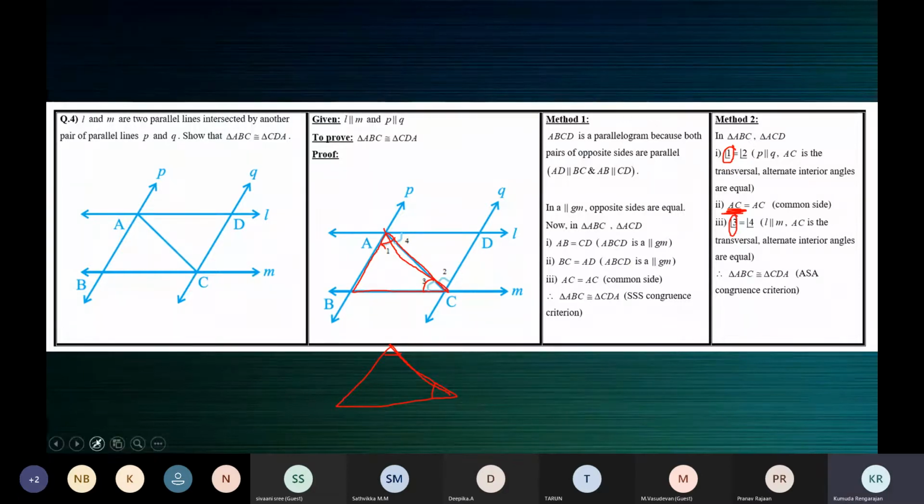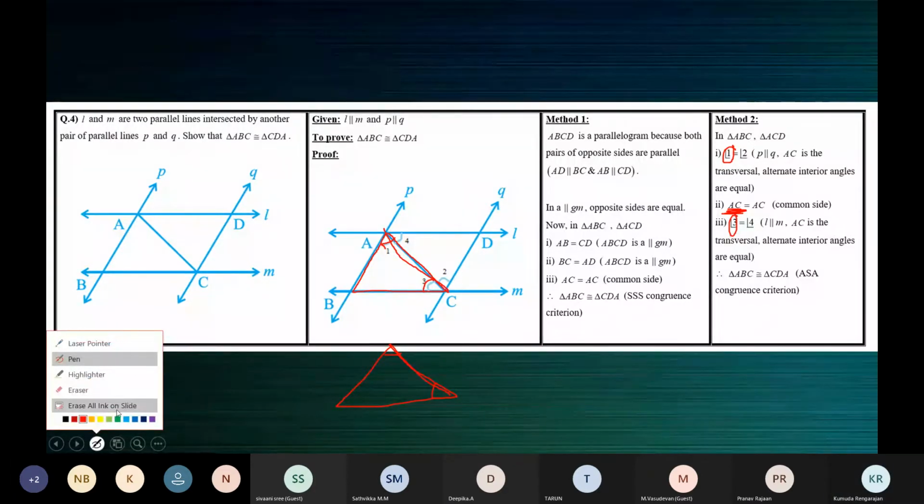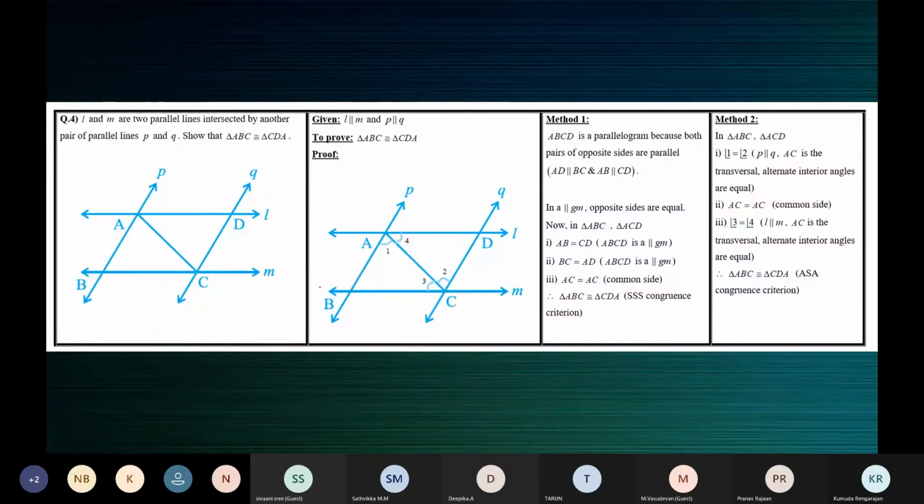Then the other triangle is triangle ACD. See, triangle ACD. Here we have mentioned angle 2 and angle 4. So angle 2 and angle 4 contain the side AC. We know that AC is a side common to the two triangles.